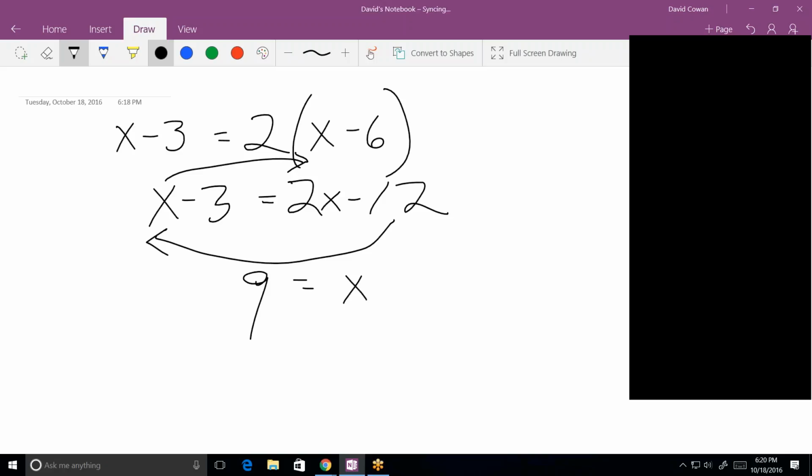Mm-hmm. And that's the correct answer. And notice there's no negative signs anywhere. In other words, I moved the x to the right so it would have a positive coefficient.